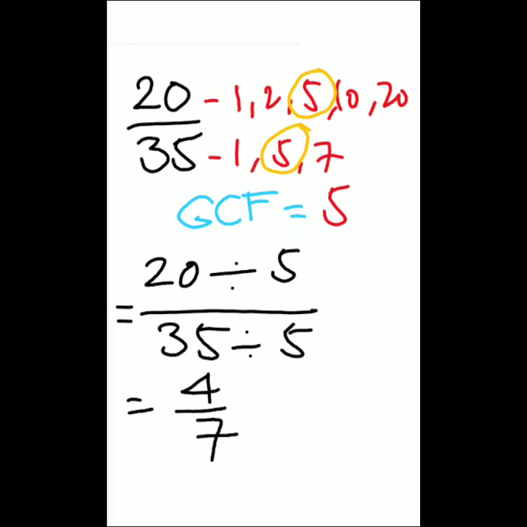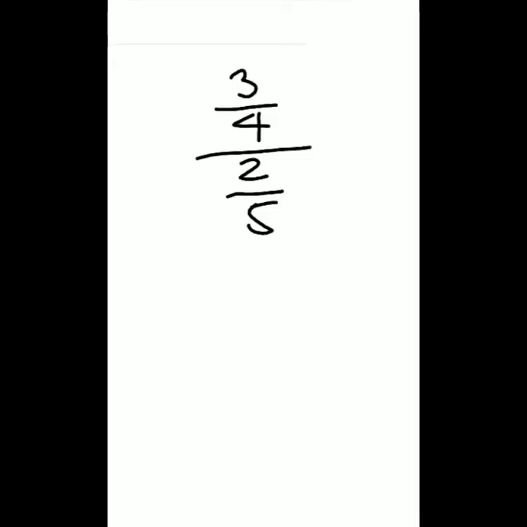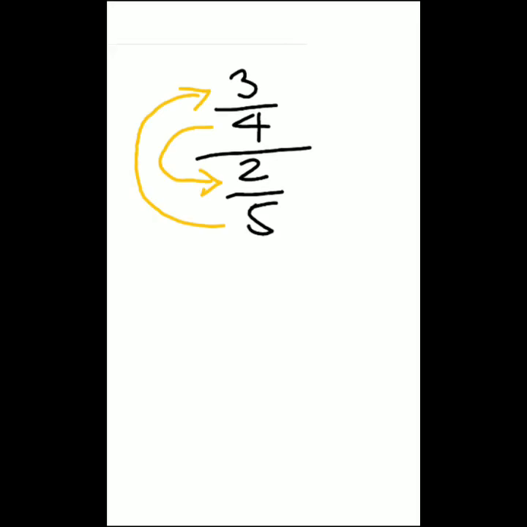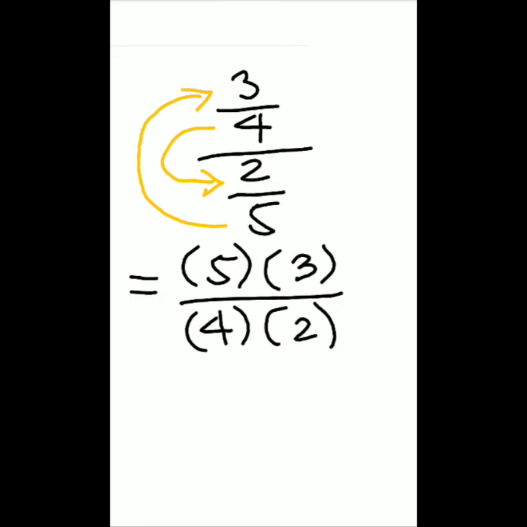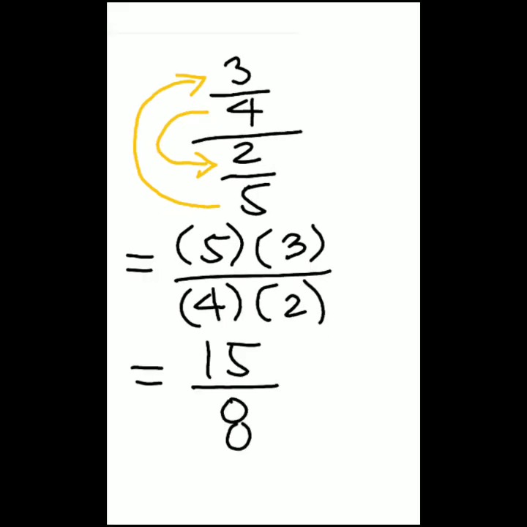4 over 7. Example of the division of fractions is 3/4 over 2/5. Simply move down the number 4 of the upper fraction 3/4 as multiplier of the lower fraction 2/5. Move up the number 5 of the lower fraction 2/5 as a multiplier of the upper fraction. The fraction will now become 5 times 3 all over 4 times 2. Therefore, the fraction 3/4 over 2/5 is equal to 15 over 8.